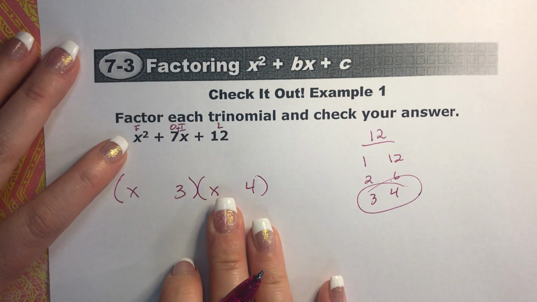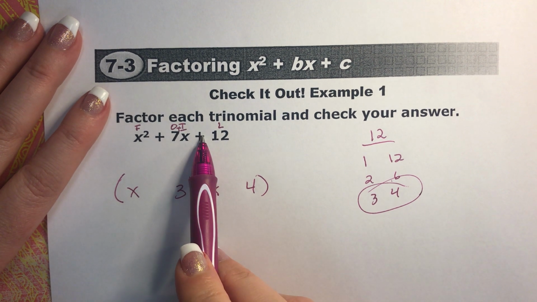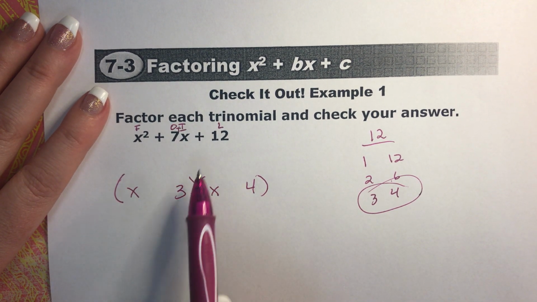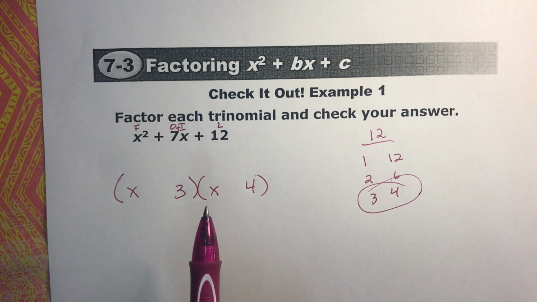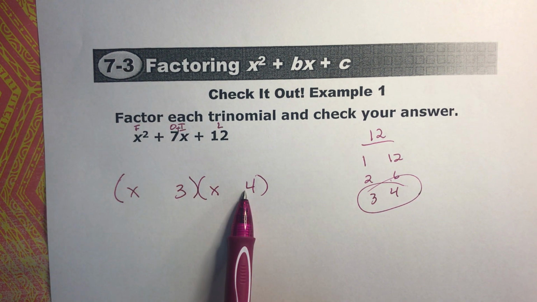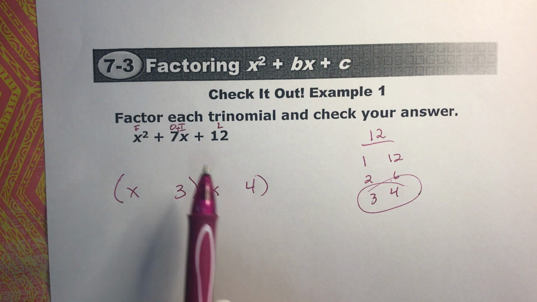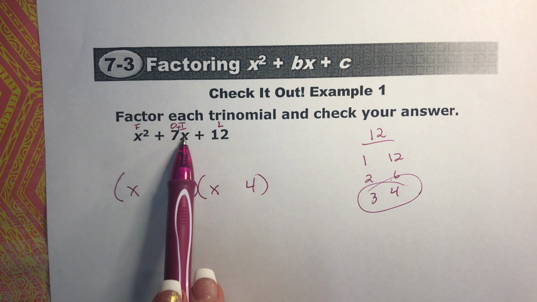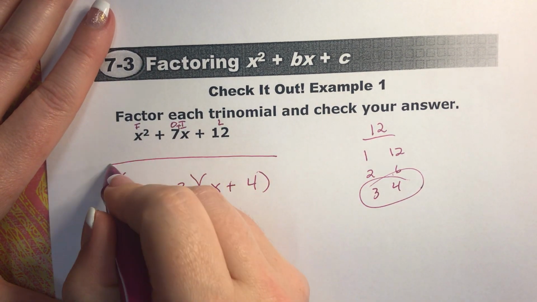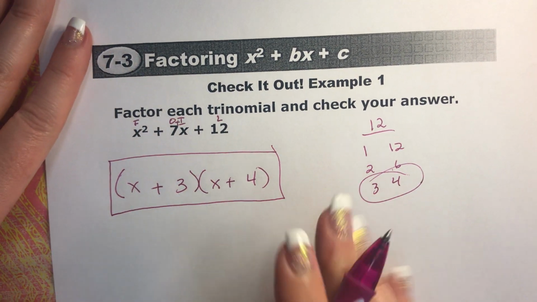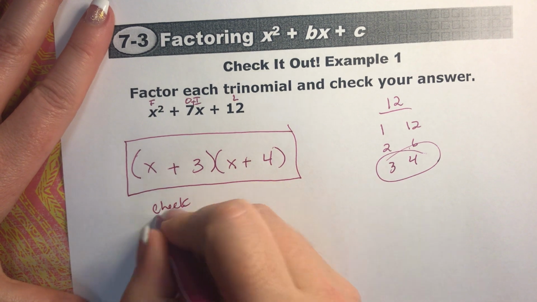And then we just need to figure out the signs. This is positive, which means the only way we can get a positive number on our last term, 3 times 4, is by multiplying a positive times a positive or a negative times a negative. But we know we have to add them together to get the middle term, and it's positive. That means both have to be positive. So if you got that one right, awesome, but we have to check it.